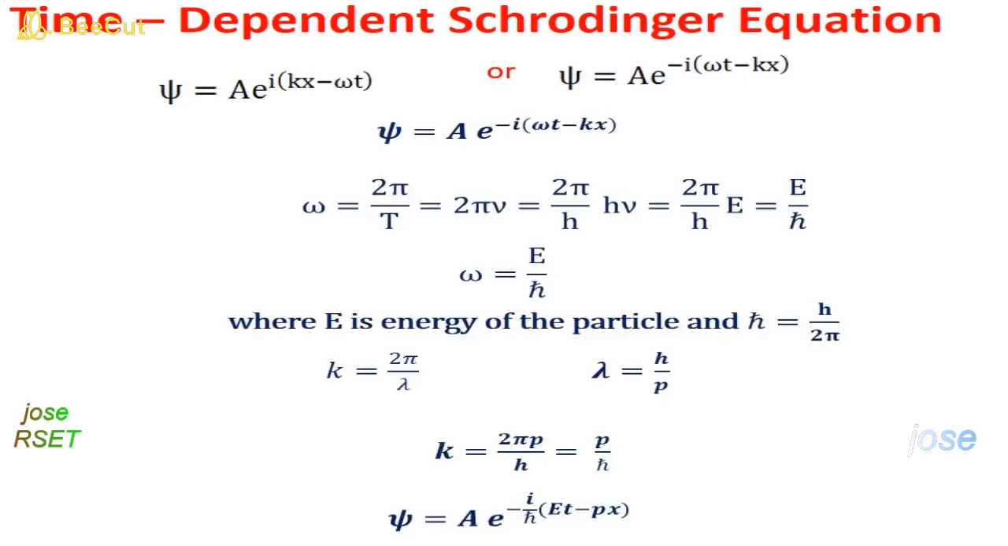Now this wave function we are going to express in terms of energy and momentum. We know ω = 2π/T = 2πν = 2π hν/h. hν we know is equal to E. Therefore, ω can be written as ω = E/ħ, where E is the energy of the particle and ħ is h by 2π. The propagation constant k = 2π/λ, and λ, the de Broglie wavelength, is equal to h/p. Therefore, k = 2πp/h = p/ħ. Therefore, the wave function can be written as ψ = A e^(−(i/ħ)(Et − px)).